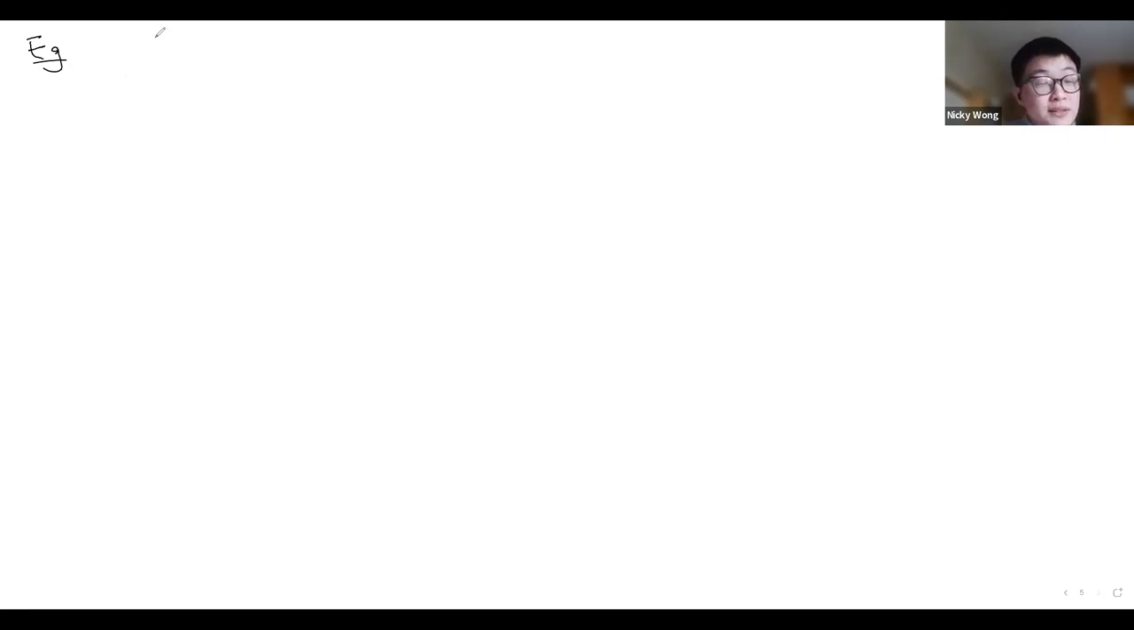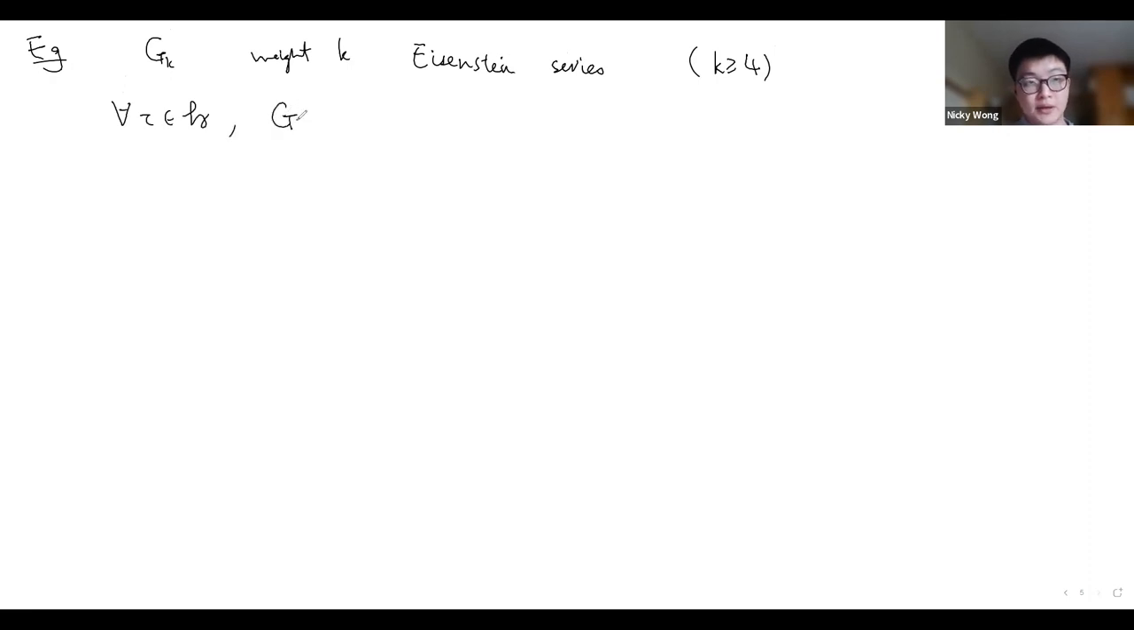So I'm going to look at this function Gk, which is called the weight k Eisenstein series. Here I'm going to assume k is at least 4. It's defined in the upper half plane, and Gk of tau is the sum over integers m, n that are not both 0, and the sum is of (m tau plus n) to the minus k. So we want to show that this is a modular form.